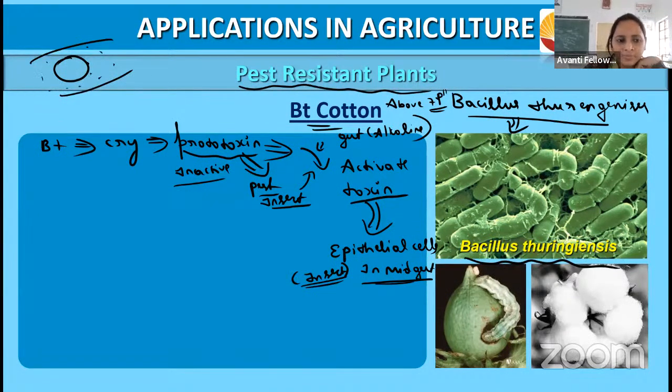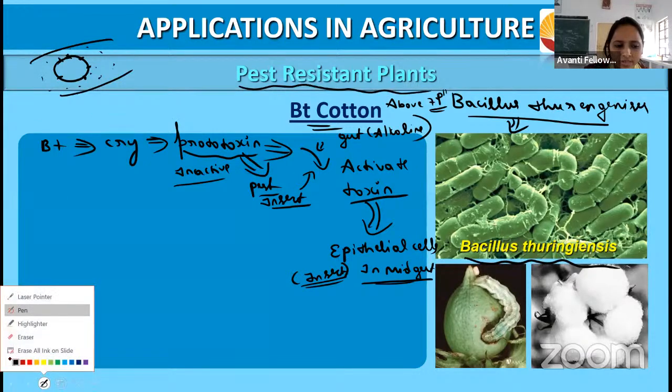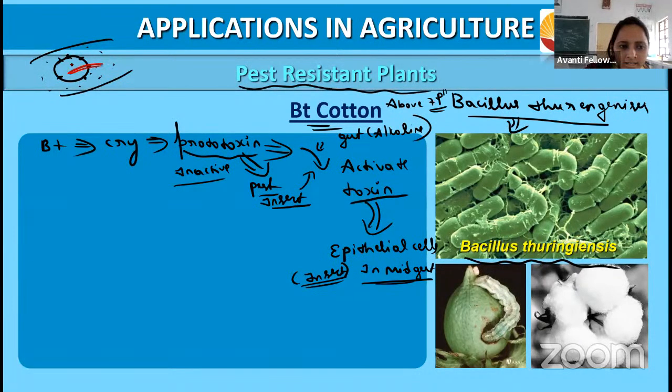So this cell is there. What happens if pores are created in our cell? What happens, student? The extracellular fluid from the outside is there, right? So it comes inside, and it is going to cause the osmotic imbalance.